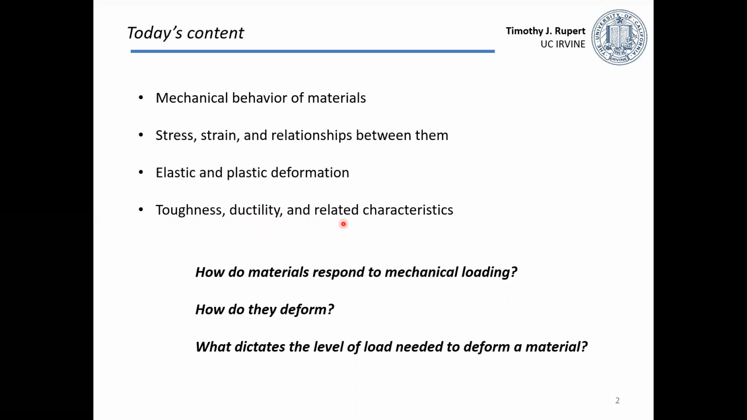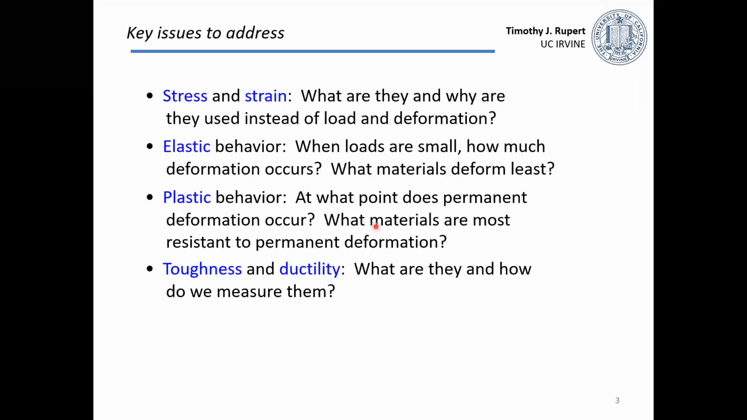Okay. And generally, what we want to understand after today is how do materials deform when they're mechanically loaded, what's actually happening inside of them, and then what dictates that load needed to deform a material. And these are just those key words I mentioned. So we'll talk a lot about stress and strain, how they're related, elastic behavior, which is reversible and happens at small loads, plastic behavior, which is permanent, and then toughness and ductility.